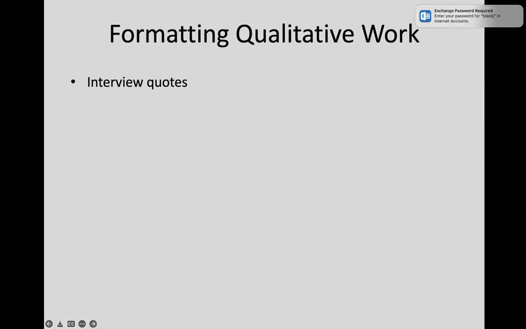Let's talk now about formatting qualitative work. There are a number of style guides out there, and it all depends on your major and the school in which you study. But the one that we use within the criminal justice program, and usually within criminal justice work, is the APA. And these style guides provide some guidance about how to format your qualitative essay.